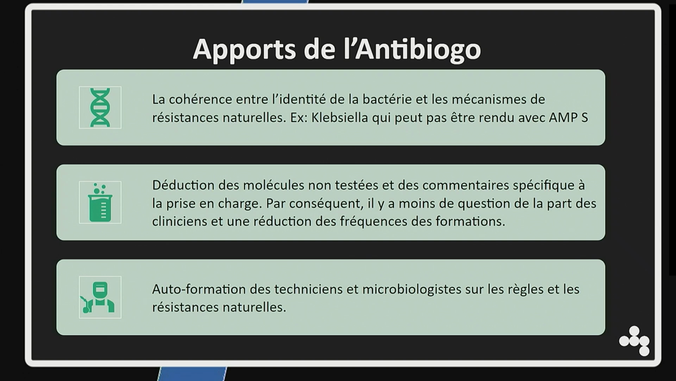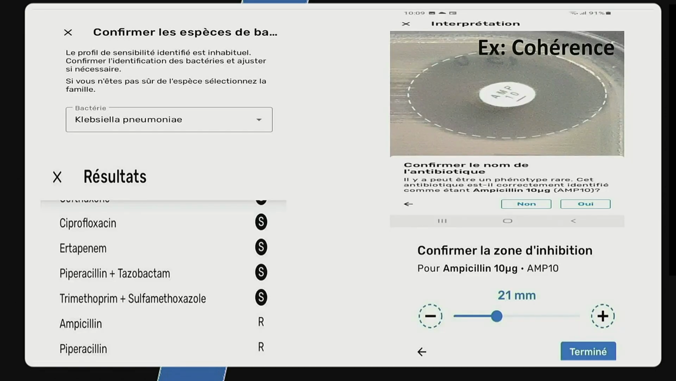Okay, a great benefit also of Antibiogo is to help us check the consistency between the identity of the bacteria and the mechanisms of natural resistance. Also, we have a list of all the non-tested molecules available, and it helps us to help the clinicians understand better. Also, there is a self-training process. Each time there is an inconsistency or contradiction, the tool alerts them and helps them to remedy the mistake.